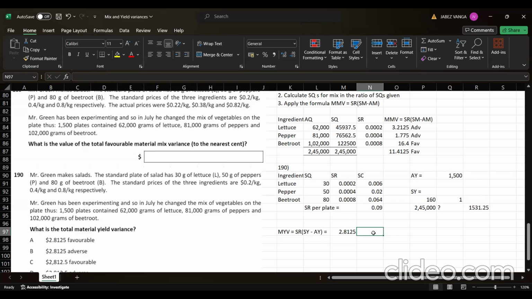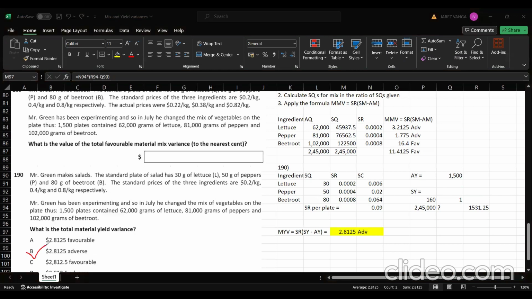So will this be favorable or adverse? The standard yield is 1531. Actual yield or actual output is 1500. Actual yield is less than the standard yield. Therefore, it would be an adverse variance. So 2.8125 adverse is the answer. That's option B. I hope that's clear.